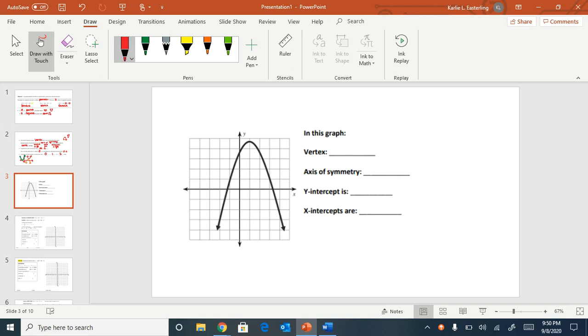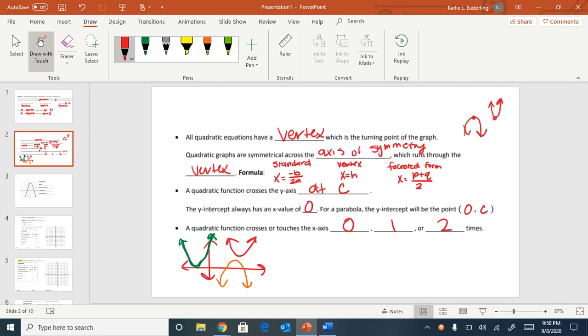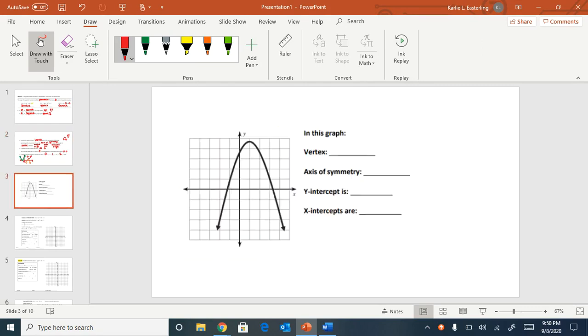All right, so we're going to look at this graph and make a few observations. Our vertex, if you remember from earlier, is the turning point of our graph, also known as our maximum, and it's going to be our point right there. That point is at positive 1, 4.5. Our axis of symmetry is going to be on that line, which is the line x equals 1.